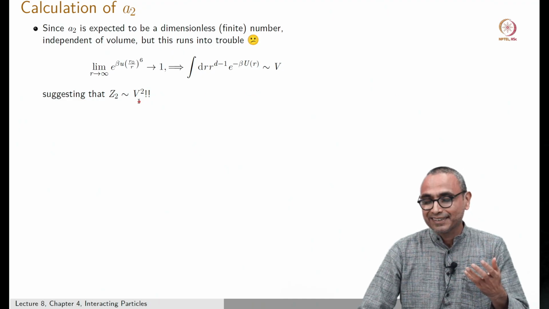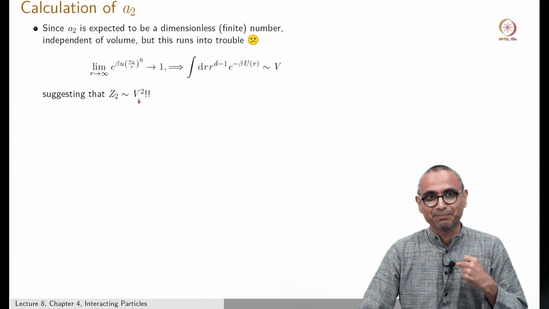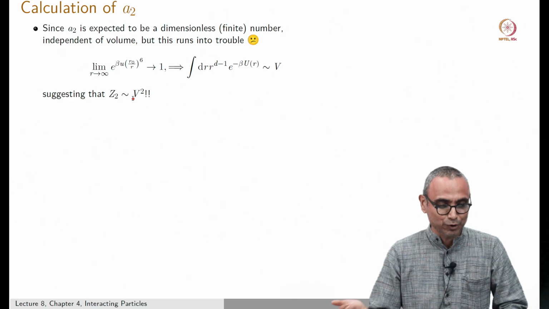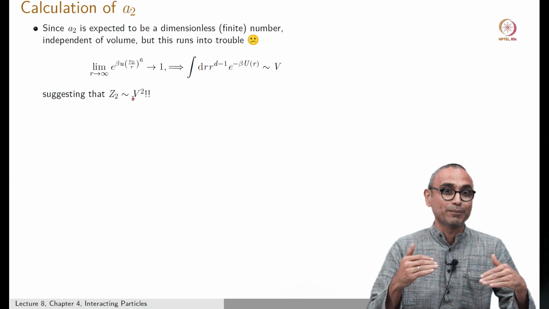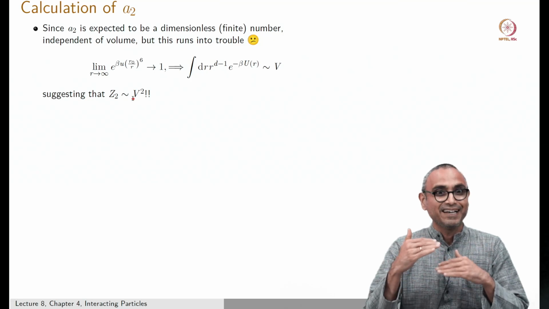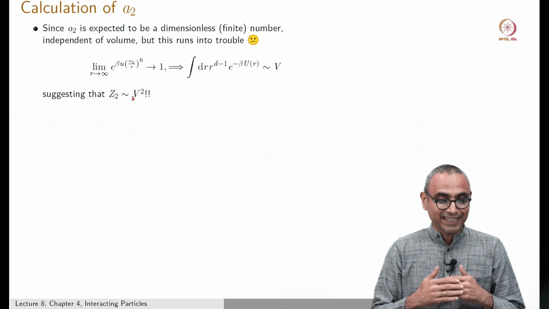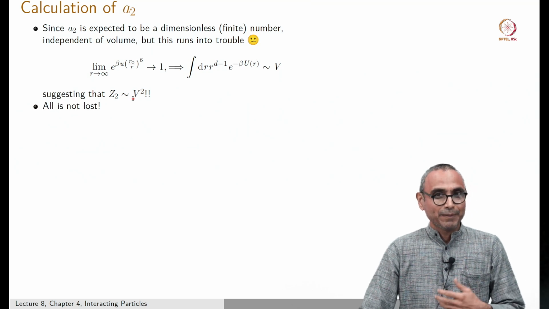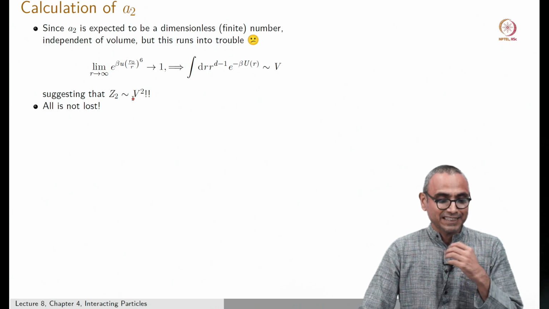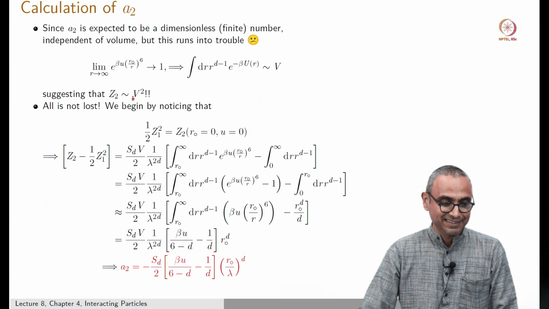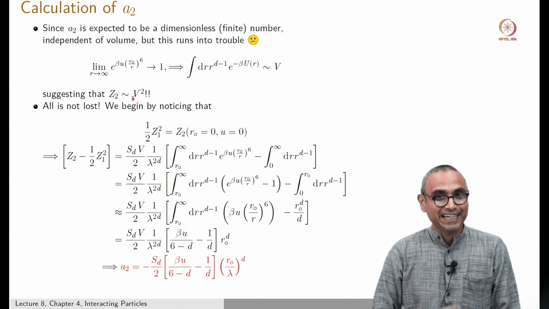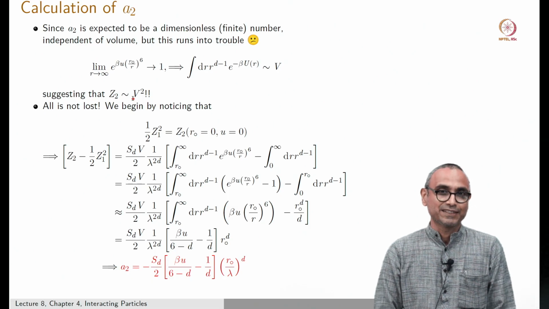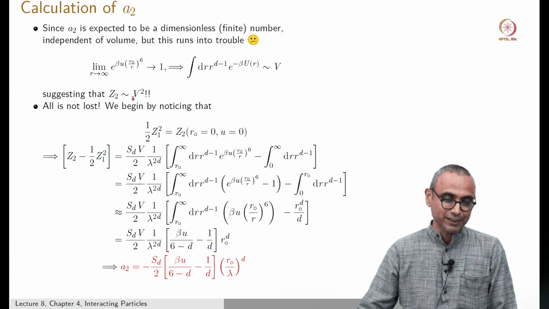which may not be wrong, but it is a problem, because we need the numerator to be proportional to V, so that the V from the numerator and the V from the denominator Z1 will cancel, and you get a finite answer for A2. So you may be a little taken aback by this, but rest assured that all is not lost. Here is a very nice trick that you can do to perform this calculation and get physically meaningful results. I will walk you through this.